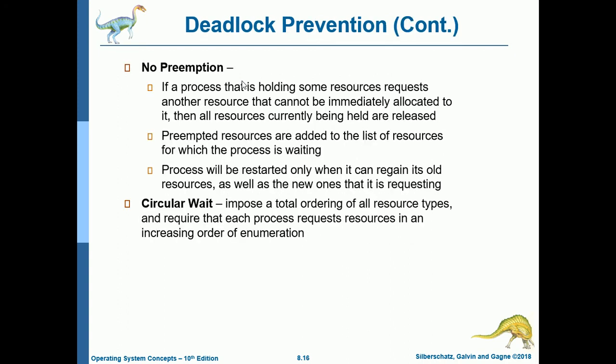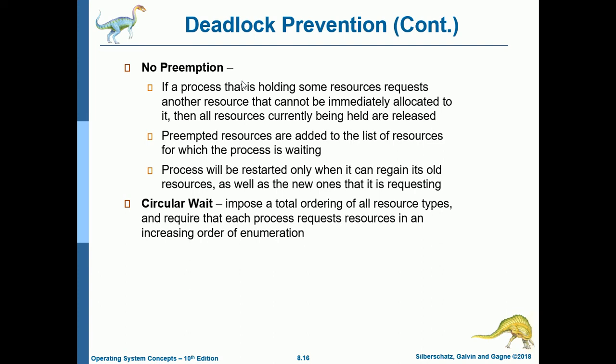For no preemption, if a process that is holding some resources requests another resource that cannot be immediately allocated to it, then all resources currently being held are released. That's also related to hold and wait. For example, you already have some resources, but one resource you need is held by another process, so you cannot start your execution. What is to be done is you have to release all of your acquired resources so the other processes can use them.